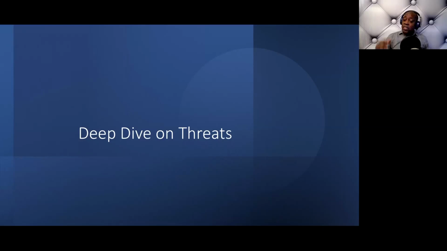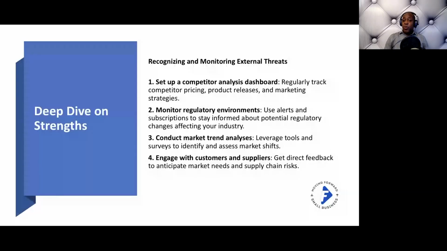Okay, so now let's get into the final one, deep dive into threats. What are these threats that we keep talking about? You need to recognize and monitor external threats. Set up a competitor analysis dashboard and regularly track competitors' pricing, their product releases, and their marketing strategies. So you're immediately tracking the competitors that you have deemed the people that are taking the audience market from you, and you could take it from them if you had the chance.